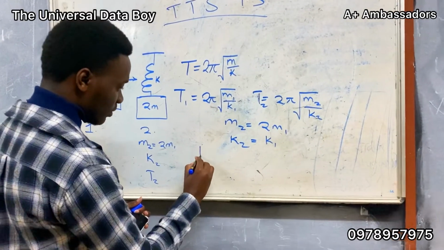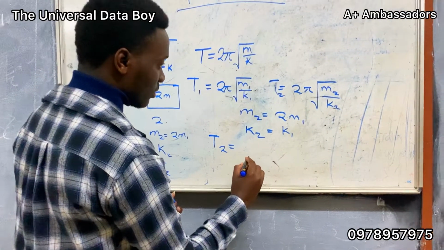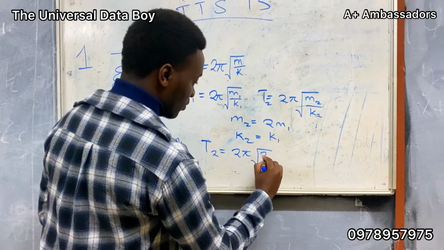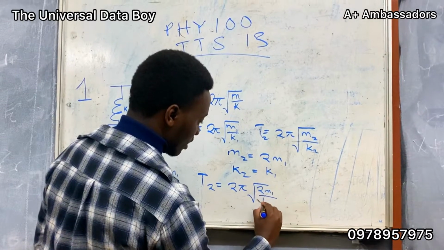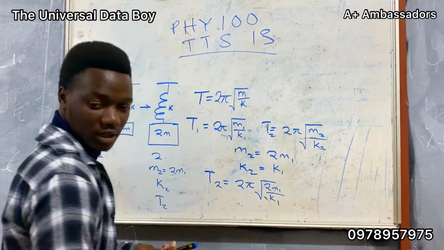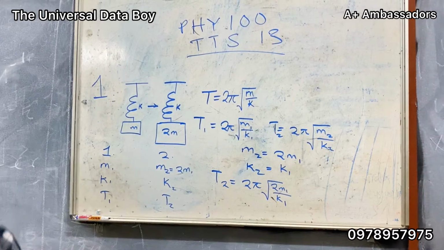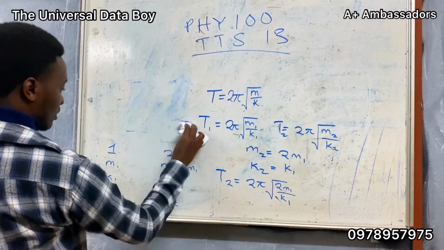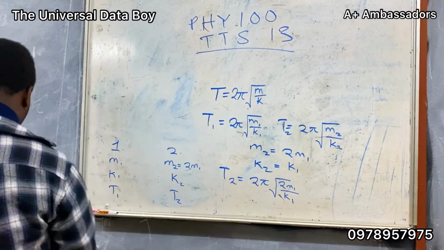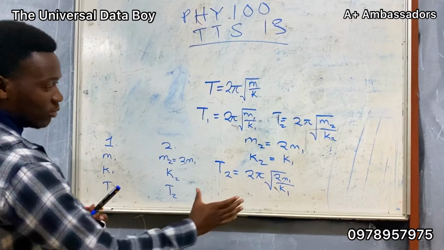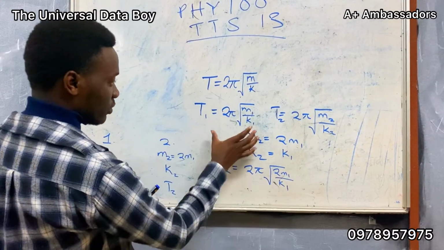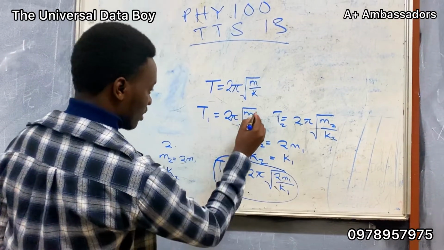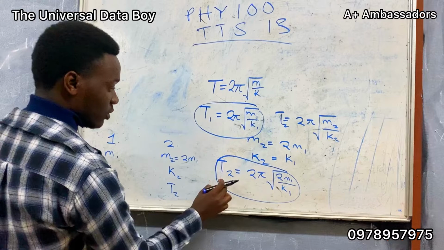So we make these replacements, and then we're going to have T2 being equal to 2 pi square root of 2m1 over k1. I think I can rub this part so that we continue with our formulation. Now we're going to relate this equation to this one, so that we can relate T1 to T2.